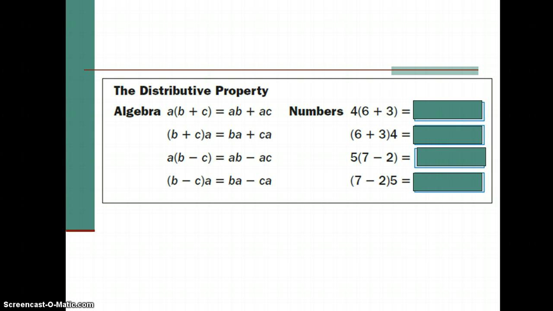The distributive property says that if you have a number being multiplied next to parentheses with two numbers that are being added together, then you can take the number that's being multiplied and multiply it by each number inside the parentheses. So it becomes 4 times 6 plus 4 again times 3.